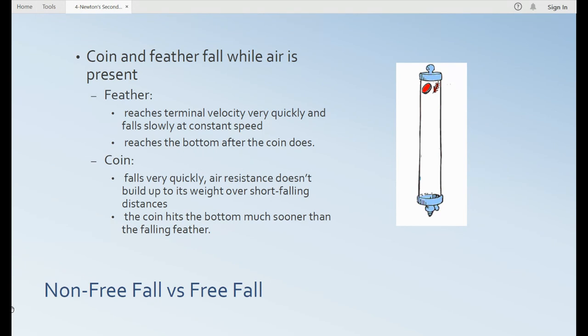So it's going to reach its terminal velocity very quickly, and then it's going to continue falling at a relatively slow speed. The coin, however, has a lot more mass in relation to its surface area, so the air resistance doesn't build up as fast. As a matter of fact, in a short distance like this inside this tube, the coin is probably not going to reach its terminal velocity. So the coin is going to continue accelerating and hit the bottom of the tube much, much faster than the falling feather.